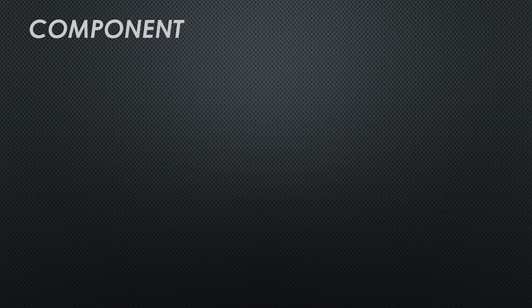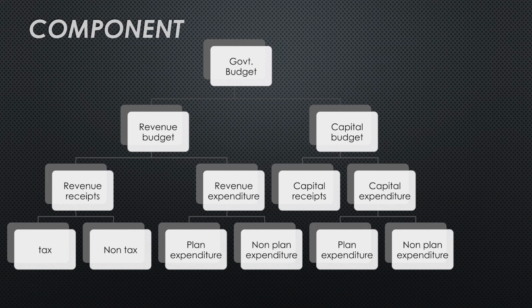Now we'll be talking about the components of the Indian budget. This is how the government budget looks. The government budget can be divided into revenue budget and capital budget. Revenue budget can be further divided into receipts and expenditure. Similarly, capital budget can be divided into receipts and expenditure. Revenue receipts are further divided into tax receipts and non-tax receipts. Revenue and capital expenditure both are divided into plan expenditure and non-plan expenditure.